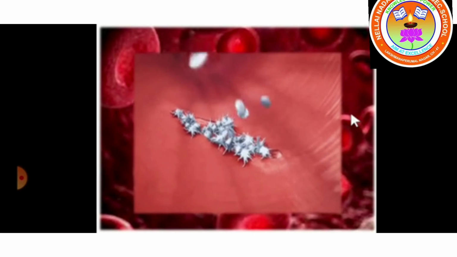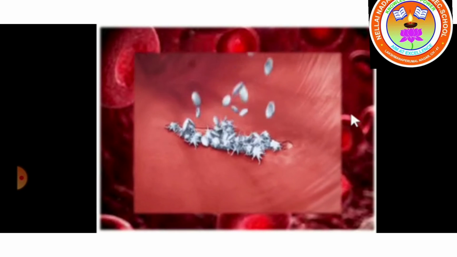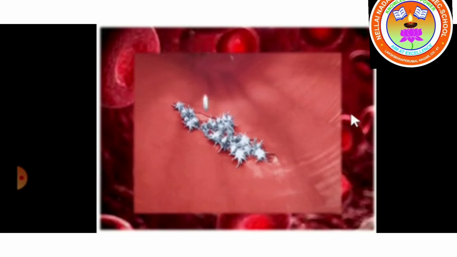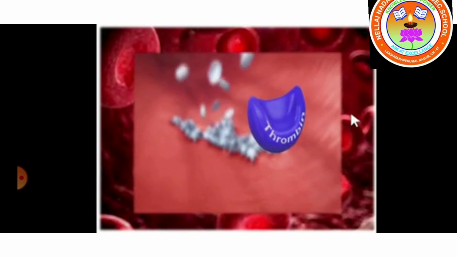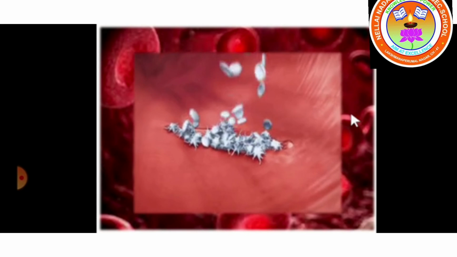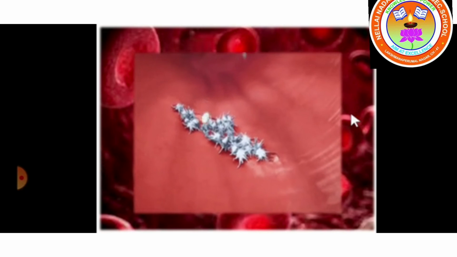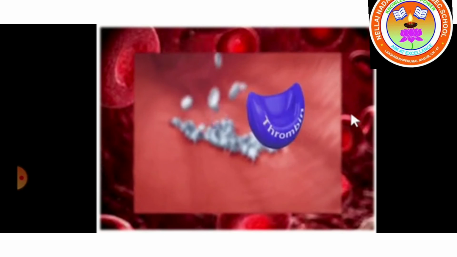If the skin gets worn out and starts bleeding, here the blood platelets, with the help of thrombin, help in clotting the blood. So it helps in the blood clotting mechanism. This is a very important role of blood platelets. Is that clear, children?